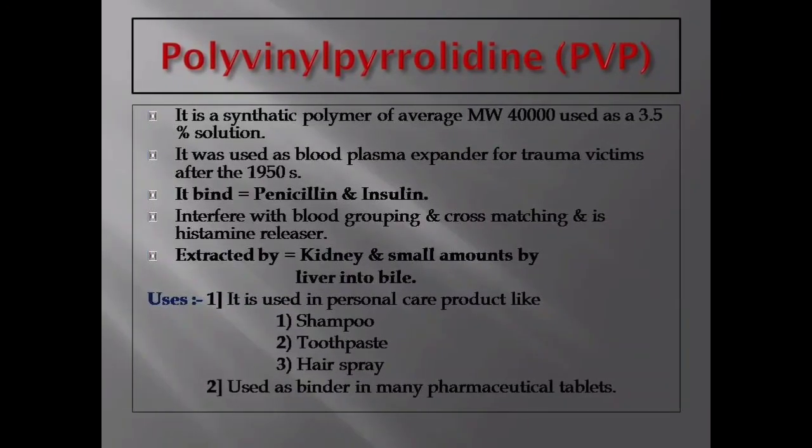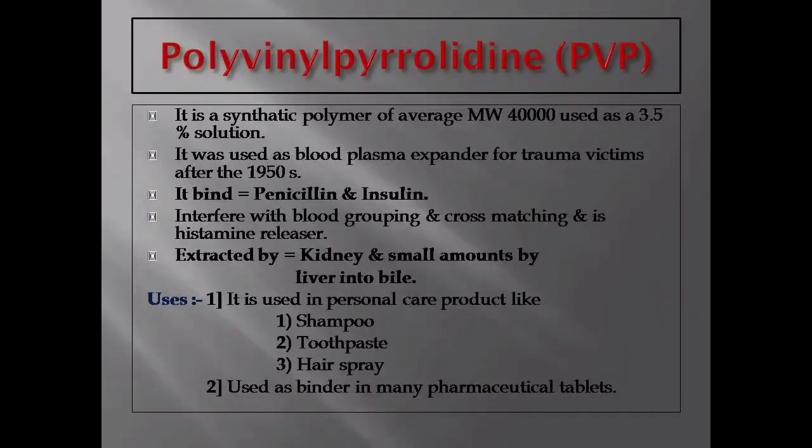Next one is polyvinyl pyrrolidone, that is PVP. Polyvinyl pyrrolidone is a synthetic polymer of average molecular weight 40,000, used as a 3.5% solution. It was used as a blood plasma expander for trauma victims until the 1950s. Polyvinyl pyrrolidone binds penicillin and insulin, interferes with blood grouping and cross-matching, and is a histamine releaser.